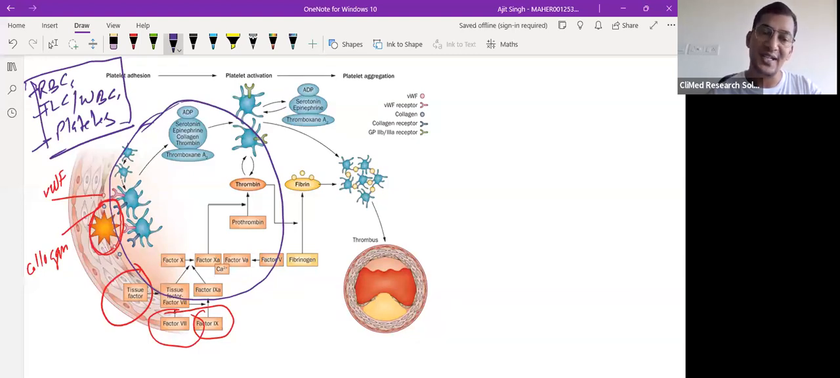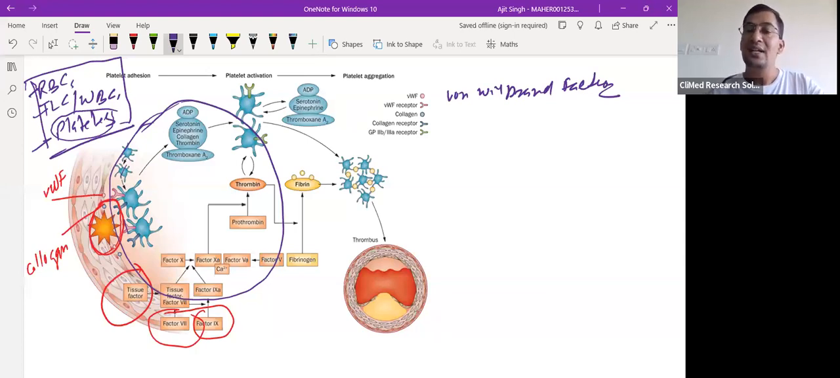So what happens is these platelets are also flowing here. Whenever these platelets come in contact with von Willebrand factor and collagen, these platelets get activated. Activated means, suppose this is the platelet.